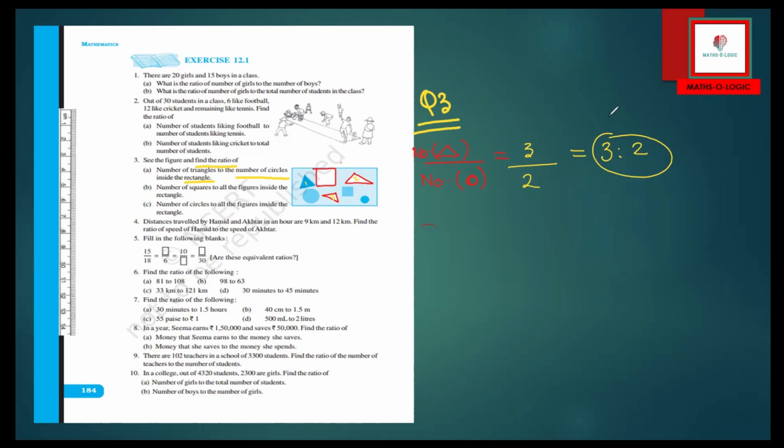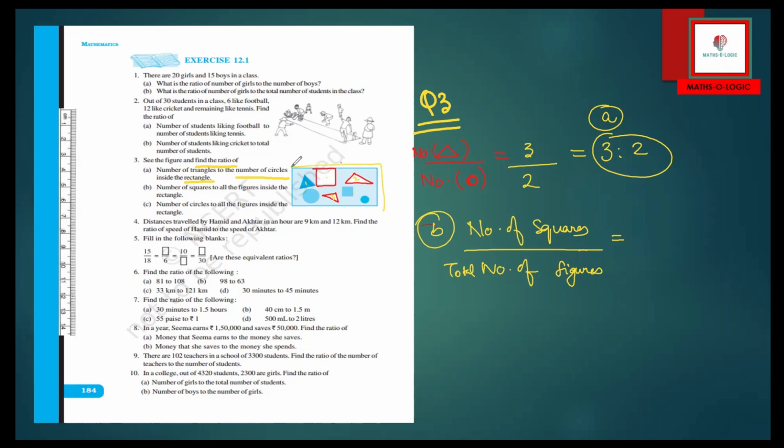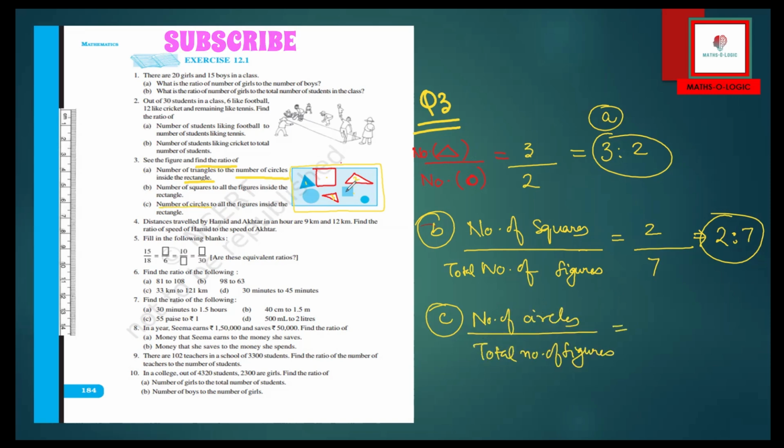Okay, this is part A. The next one is B. The number of squares, how many squares are there? 1 and 2. So number of squares to total number of figures inside a rectangle. इस पूरे rectangle में कितने figures हैं? 1 2 3 4 5 6 7. So यहाँ पे हैं 7 और square कितने हैं हमारे पास? Just 2. So this is gonna be my answer 2:7. Now the C part, it says number of circles. So number of circles divided by total number of figures. Circle कितने हैं? Just 2. This and this, 2 and total is 7. So 2:7 again is your answer.